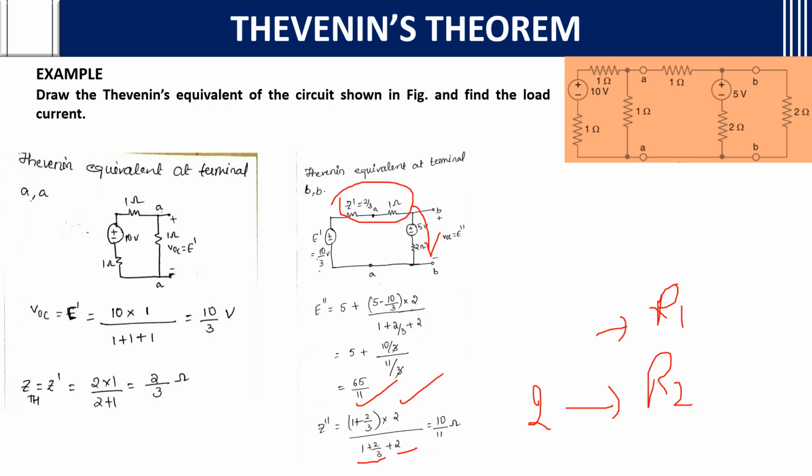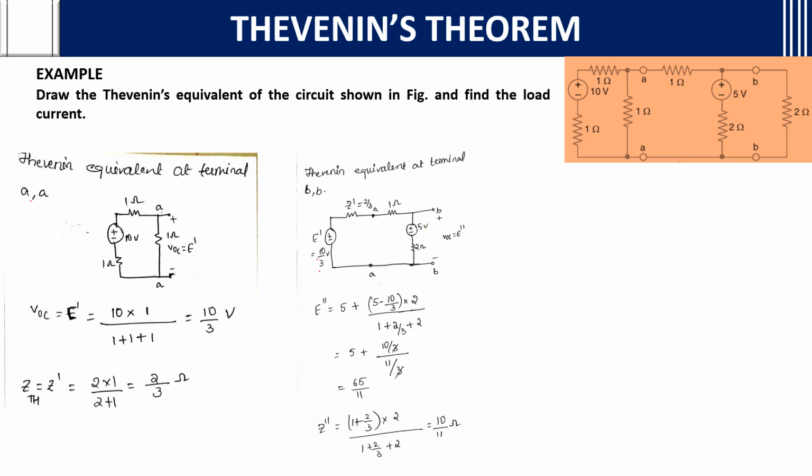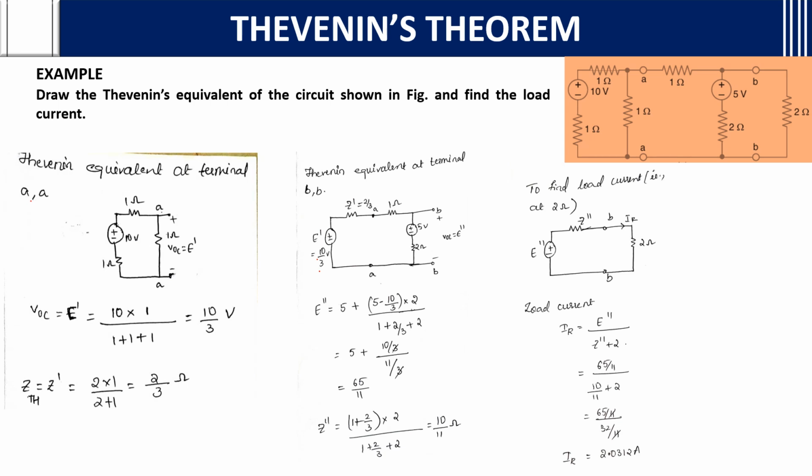Understood? So the two resistors are in series, and it is connected in parallel with the 2 ohms. So I have considered it like this. We got 10 by 11 ohms. Then to find the load current, now this whole voltage source, and all these resistances have combined, and it has become Z double dash.